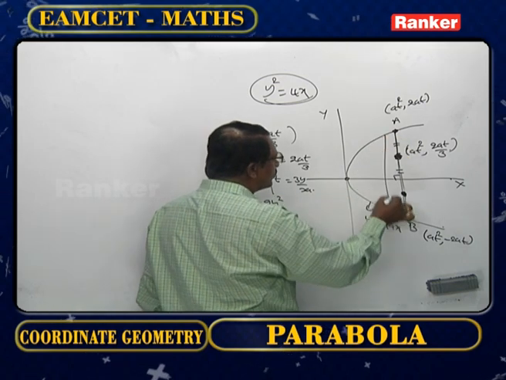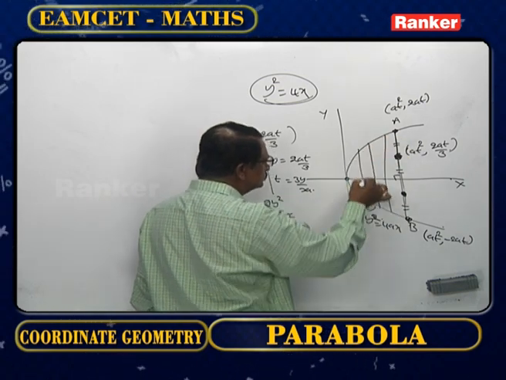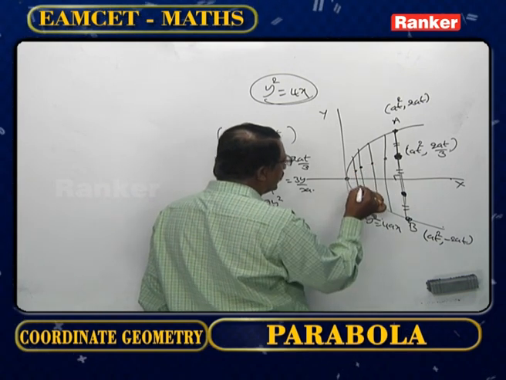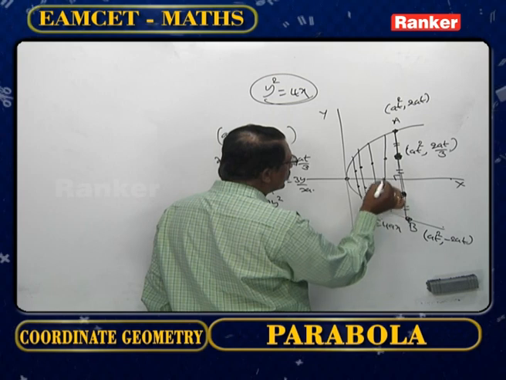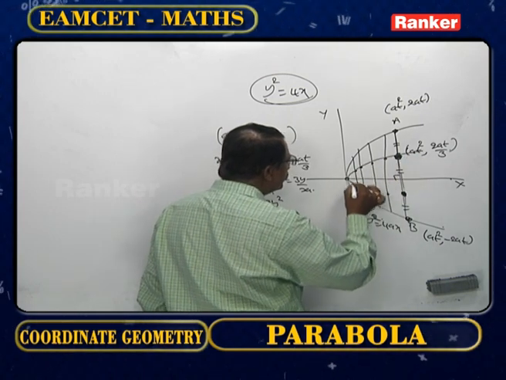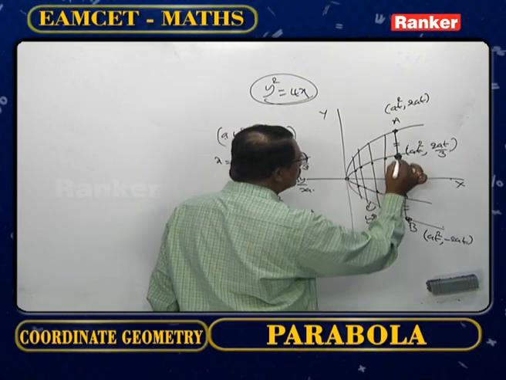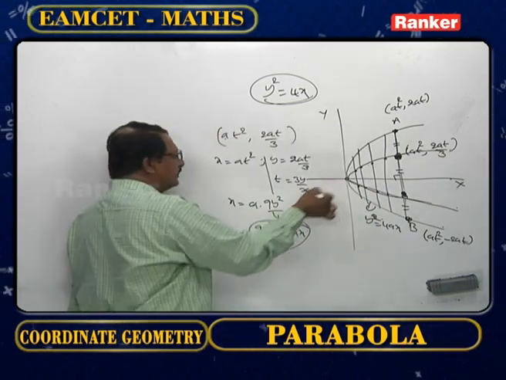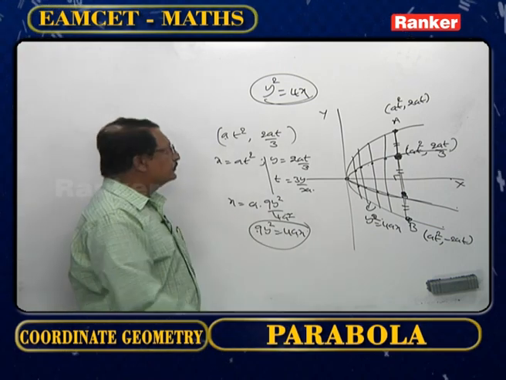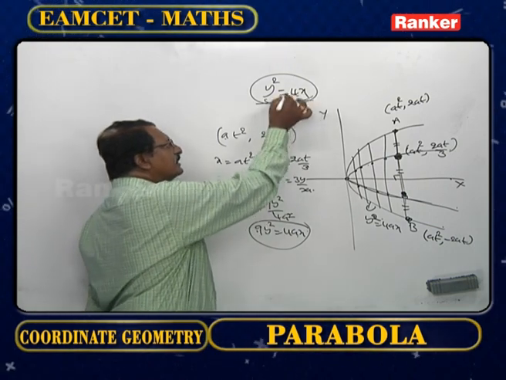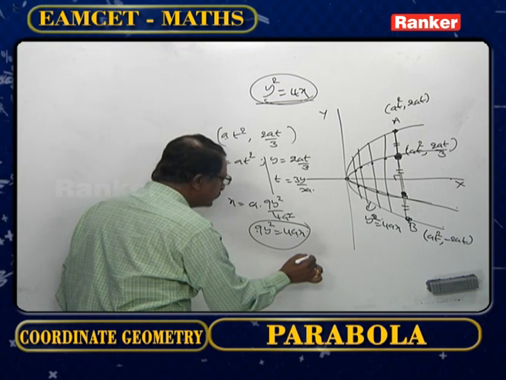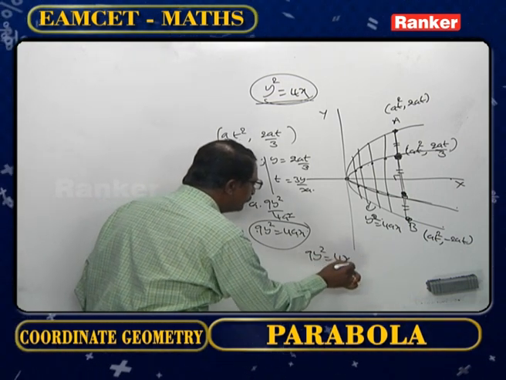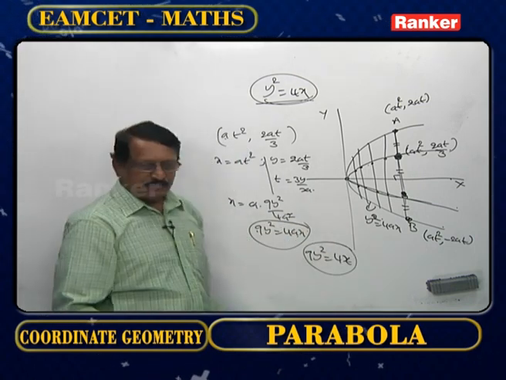If we take the number of double ordinates and take the trisection points, then join all the trisection points, we get another parabola. Its vertex is the same as the vertex of the given parabola. Now, 9y square equals to 4ax, but in the given parabola a equals to 1, substituting, the required answer is 9y square equals to 4x.